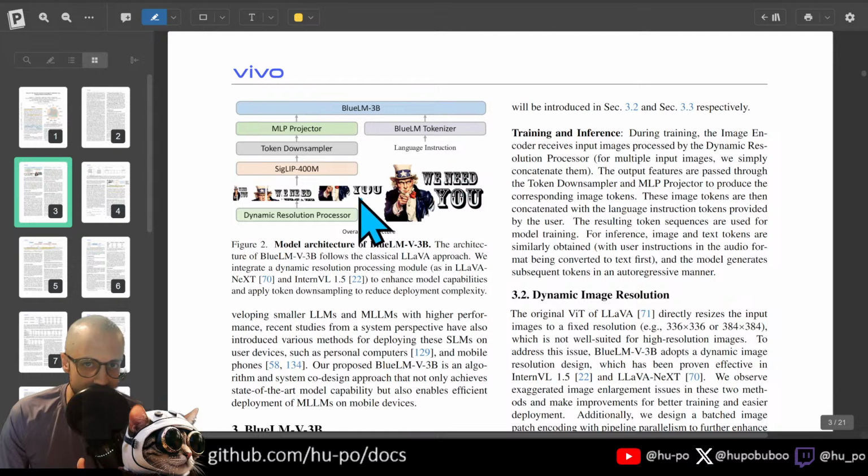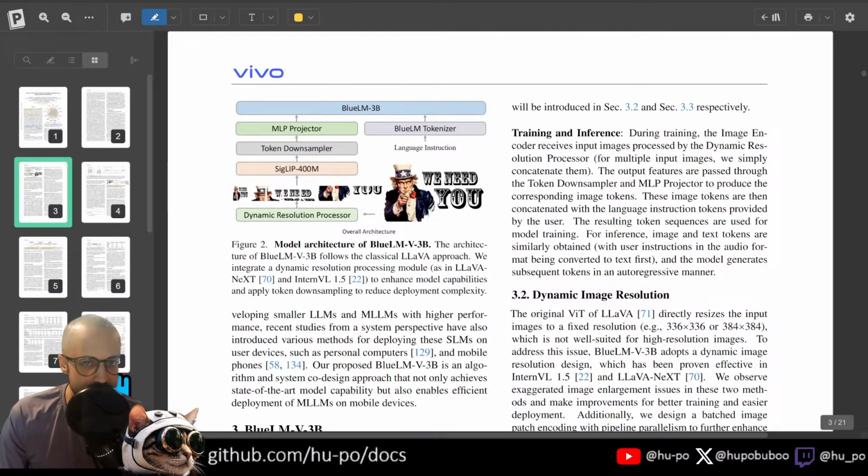you have your image, you patchify it, you feed that into some kind of image encoder. This image encoder here is SigLIP 400M. Then you have this projector, whatever. Basically, what comes out of here is a bunch of vision tokens, and you're combining those with language tokens, which are just text tokens. So you're concatenating your text tokens and your vision tokens, right? This is kind of how every single VLM right now works.